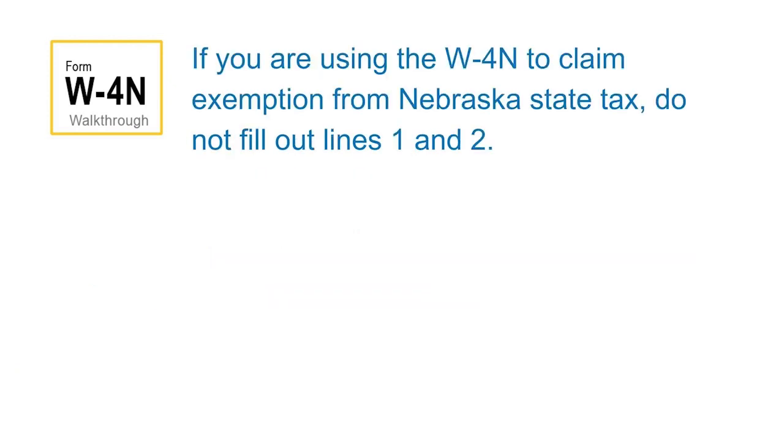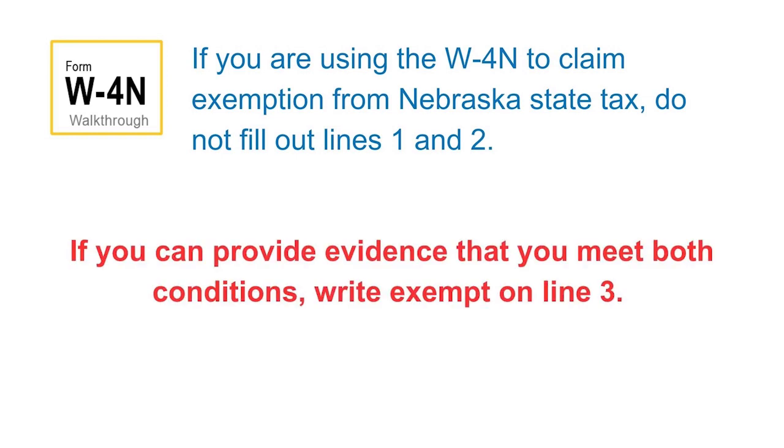If you are using the W4N to claim exemption from Nebraska state tax, do not fill out the filing status section or lines 1 and 2. Begin by reading all of line 3 carefully to confirm that you meet the conditions for exemption. If you can provide evidence that you meet both conditions, write exempt on line 3. You may then move on to signing and dating the form.